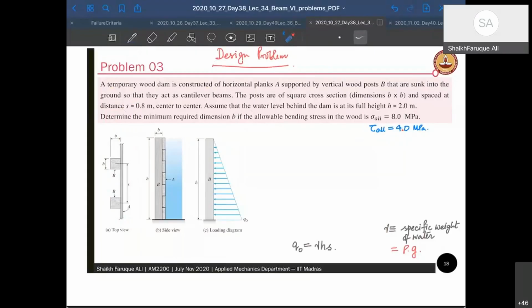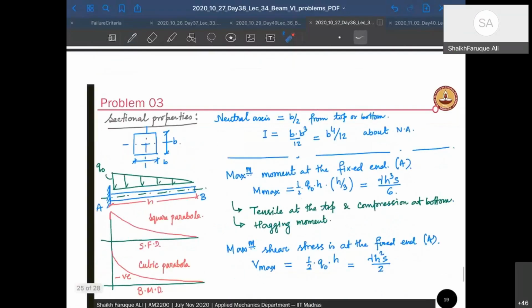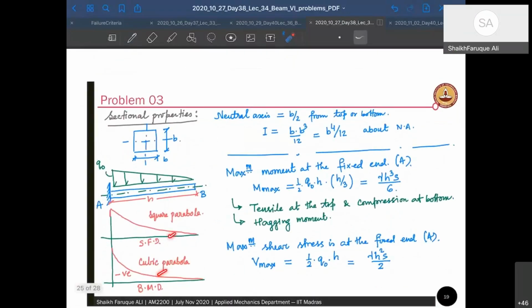Now, if you look at the vertical section, so this is your beam. So let's forget the planks now. The load that is coming from the water is like this, right? And that will be like this. And this is going to be your spacing S between the beams. Okay. So this is going to be your loading, triangular loading. So once you have a triangular loading, you can find its bending moment and shear force. So bending moment and shear force are drawn here, cubic parabola and square parabola.